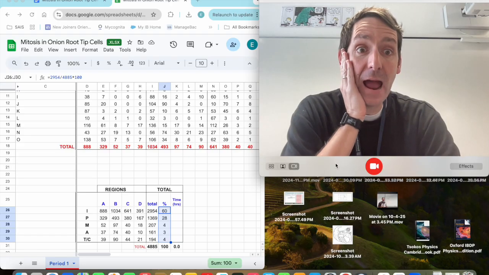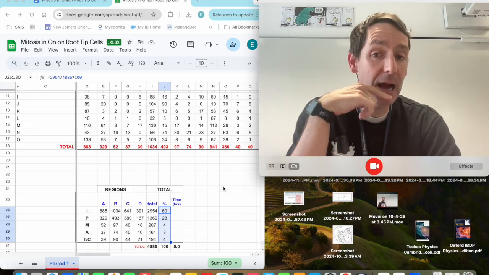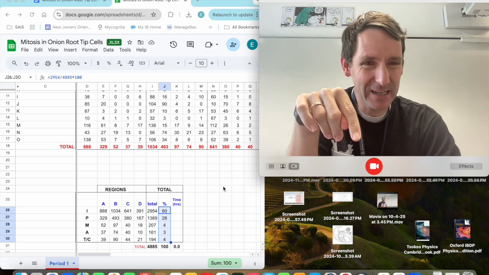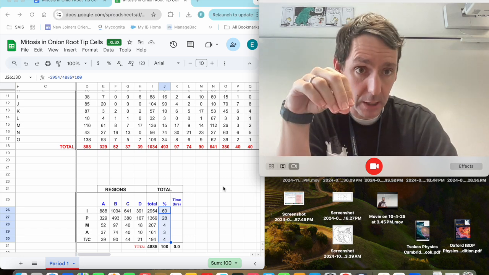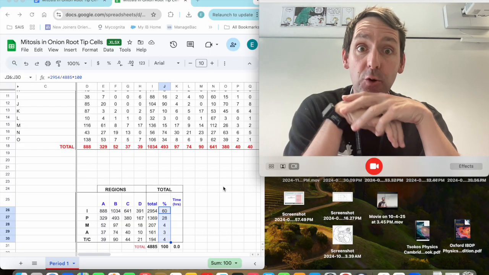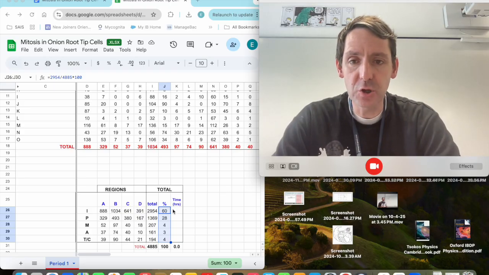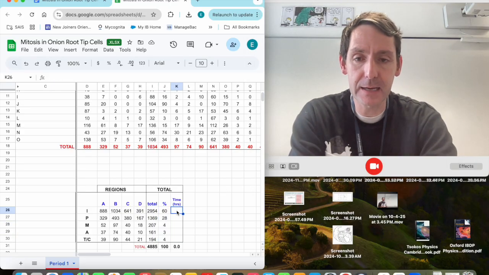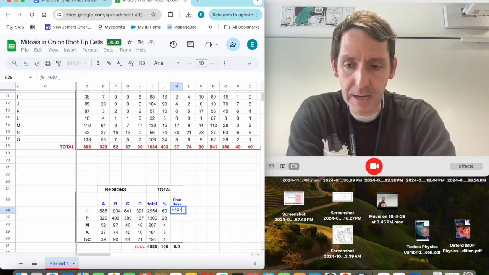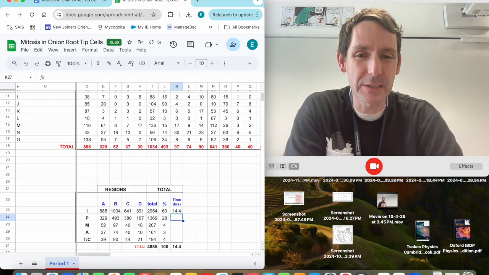All right. Now, the last step is then to calculate the time. Now, remember, to get the time, we're going to take the percent and turn it back into a decimal. So I'm going to take the percent divided by 100. And then I'm going to multiply by the amount of time that it takes to do a full cycle, which for an onion root tip cell is 24 hours. Okay? So for the interphase, I'm going to take that 60%, divide it by 100, and then multiply it by 24, and I get 14.4 hours.